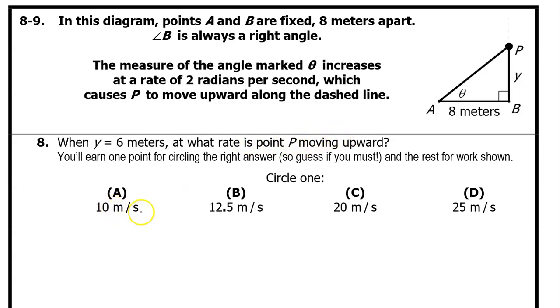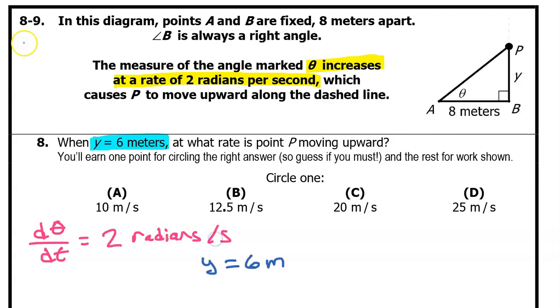So this is a related rates problem. Let's start by writing down any rates or other facts that we are given. So we know that the angle theta increases at a rate of 2 radians per second. So let's write that down. d theta/dt is positive 2 radians per second. At the moment in question, y equals 6 meters. So we've got that down.